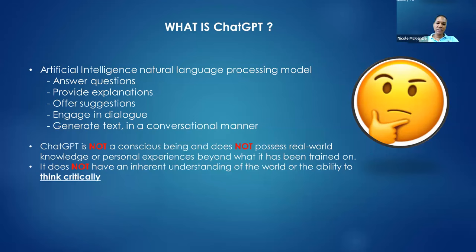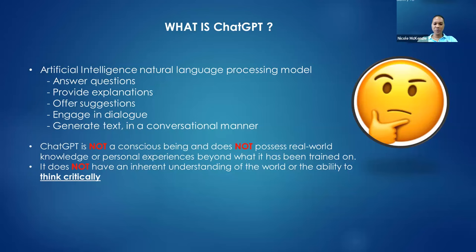The model is trained on vast amounts of text data from the internet, allowing it to learn patterns, grammar, and context in language. OpenAI has made efforts to make ChatGPT more useful, safe, and reliable by implementing various techniques, including reinforcement learning from human feedback and a moderation system to filter out inappropriate or harmful content.